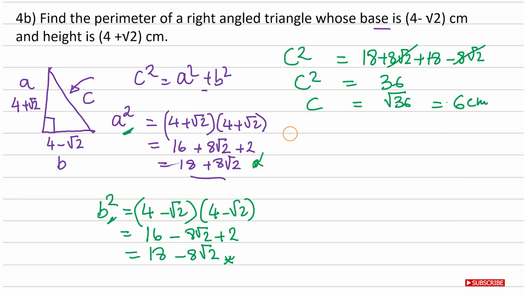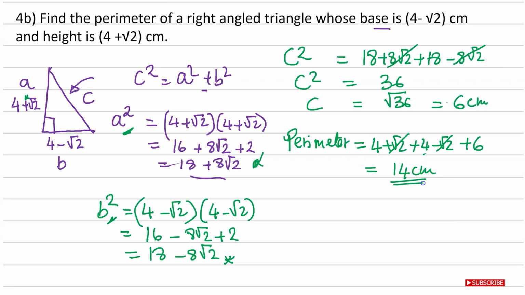Now to find the perimeter, we're just going to add all the lengths. So the perimeter of this triangle is going to be 4 plus root 2, and then we're going to add b, which is 4 minus root 2, and then plus 6. Now we can add all this. We can see plus root 2, take away root 2, is equal to 0. 4 plus 6 is 10, plus 4 is equal to 14 centimeters, and that is that.